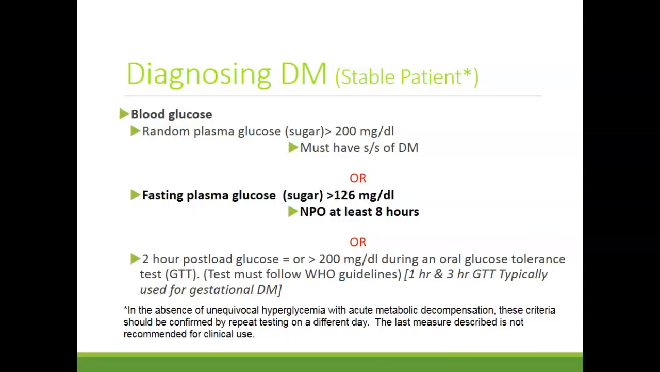Diagnosing. Random blood sugar of greater than 200 must have signs and symptoms of diabetes mellitus. Fastings greater than 126, you have to be NPO, nothing by mouth, for at least 8 hours. Those are going to be your two typical ones. A lot of times they won't do post-load glucose testing, and for maternity, they do 1 hour and 3 hour glucose tolerance tests. That's for gestational diabetes.